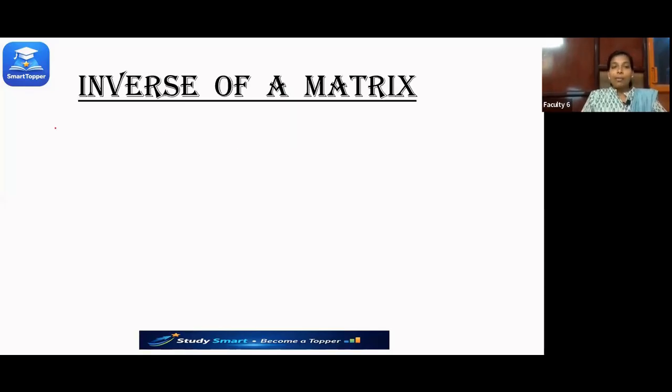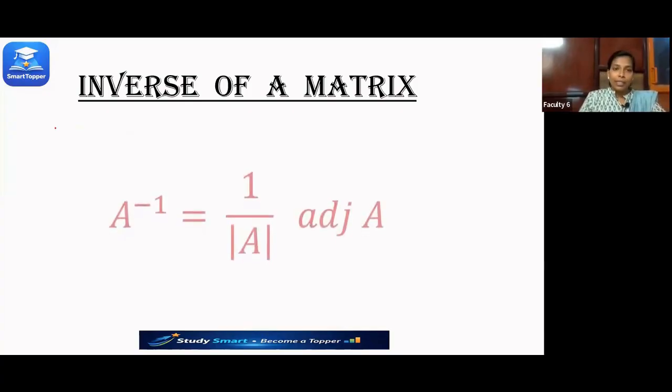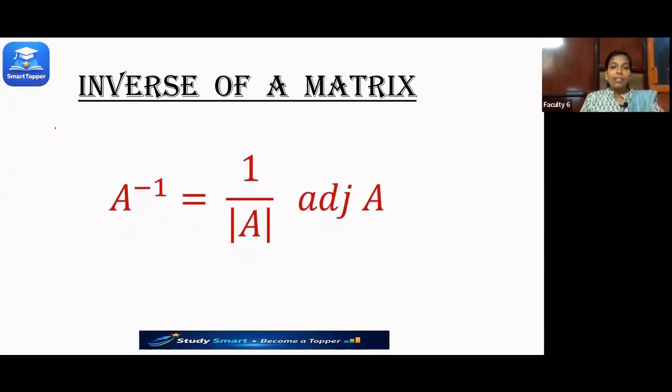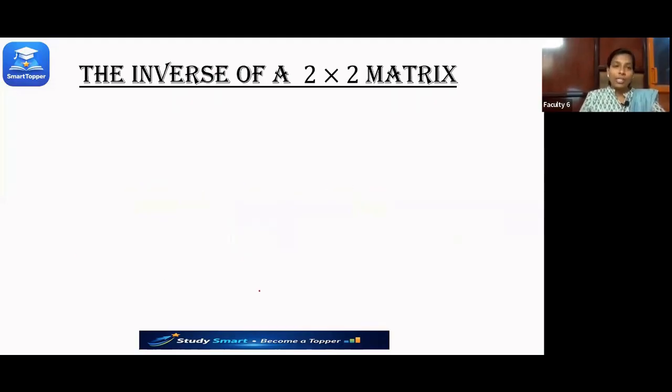Here, we have to discuss the inverse of a matrix. How will you find the inverse of a matrix? We have to learn a formula by heart. What is that? A inverse equals 1 by determinant of A into adjoint of A. First, we are going to discuss how to find the inverse of a 2 by 2 matrix. Just look at a matrix of order 2 by 2. I have to find the inverse.